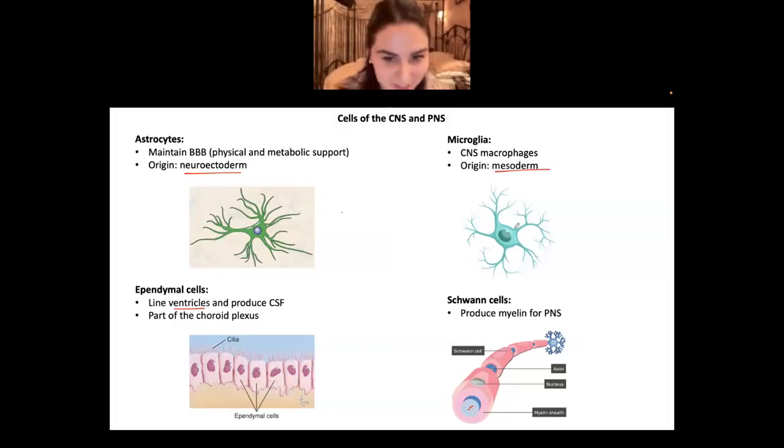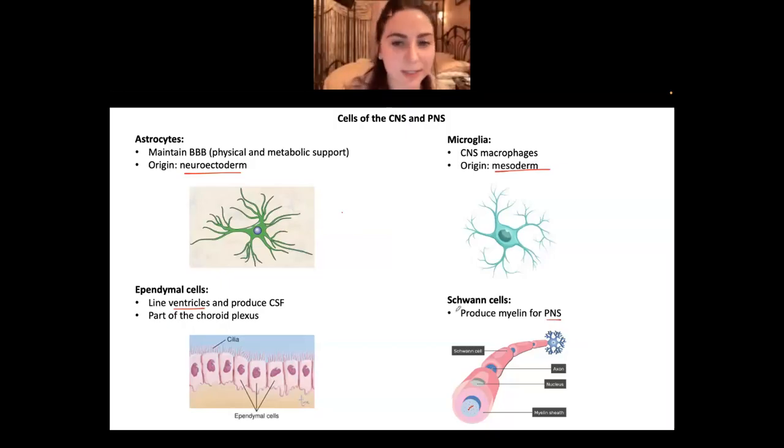And then finally, Schwann cells. So Schwann cells, these are what's producing myelin for the peripheral nervous system. And I'm just realizing I totally forgot to put oligodendrocytes on here. I'm going to do that before I upload this. But oligodendrocytes, those are the cells that are producing myelin for the central nervous system. You definitely need to know that. That will likely be a question.